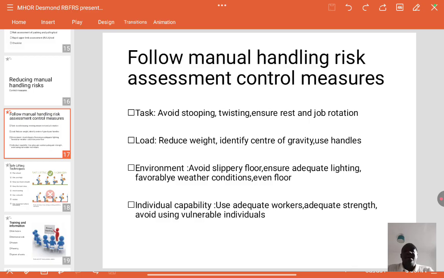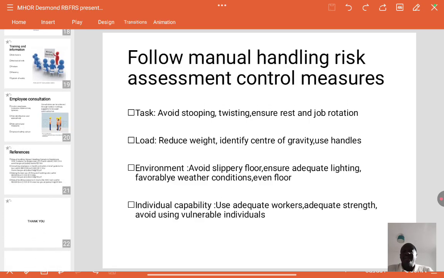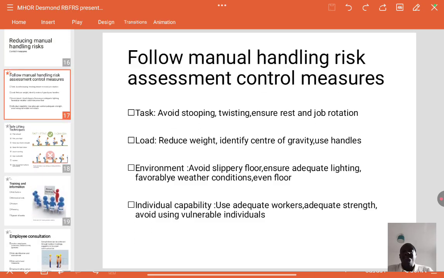Similarly, when you are working in an environment which is slippery, you have to clean the floor, provide adequate light, and ensure favorable weather conditions at the place. Then for individual capability, we came up with teamwork where you can have team lifting. You can also use adequate workers, adequate strength, and avoid using vulnerable individuals in the work. So all these are basically the control measures to avoid injuries when you are doing manual lifting.